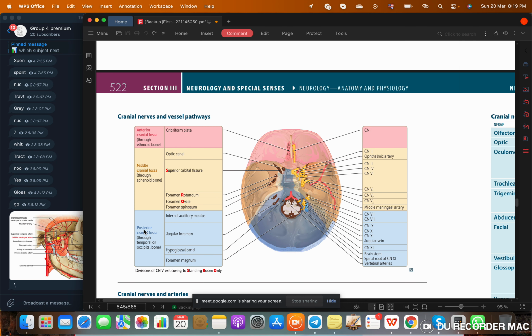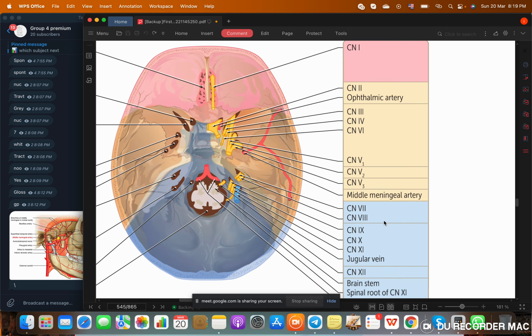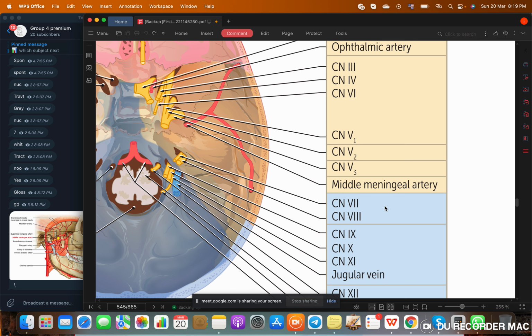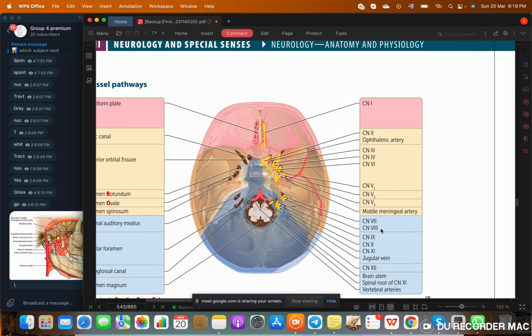Okay, so the next thing we have is the posterior cranial fossa through the temporal or the occipital bone. Let's speak about that. So we have the internal auditory meatus. Auditory, so it's something related to hearing, probably. Yeah, but not solely. So through that, we have cranial nerve number 7, which is basically the facial nerve, and the vestibulocochlear nerve. The vestibulocochlear nerve is for balance and hearing, but the facial nerve is more like motor.